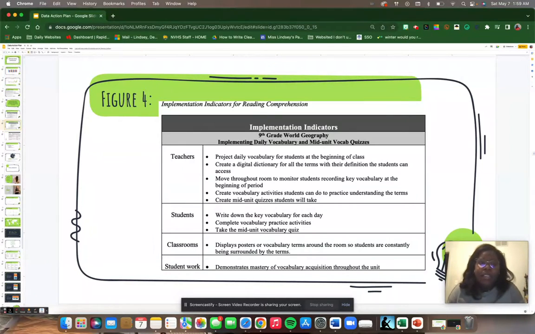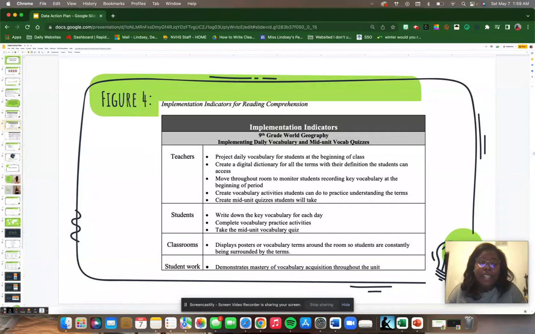Implementation indicators for this is figure 4. So this is how you could implement some of those strategies. I picked the first two strategies since they both had high impact and high feasibility. So projecting daily vocabulary for students at the beginning of class would be very, very easy for teachers to do, and just starting the class that way.